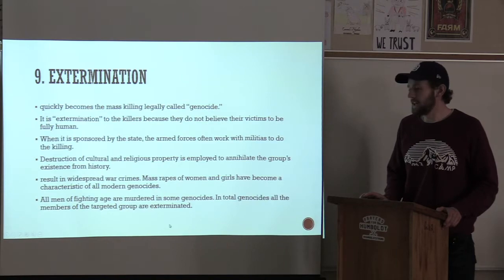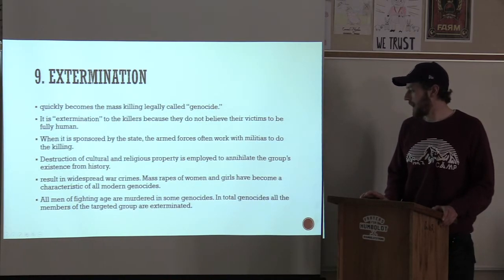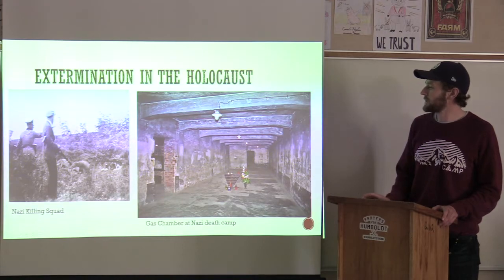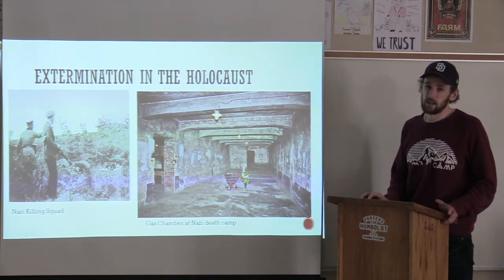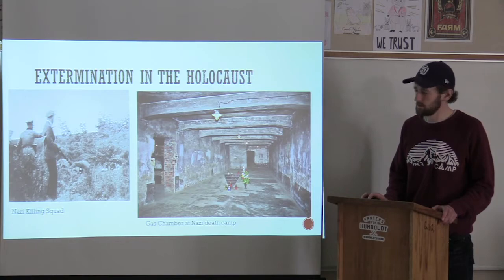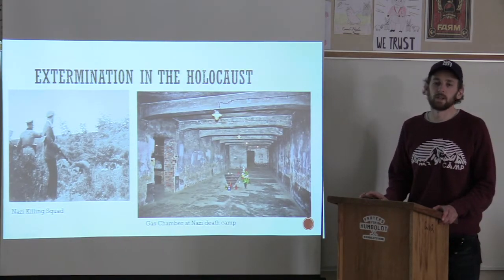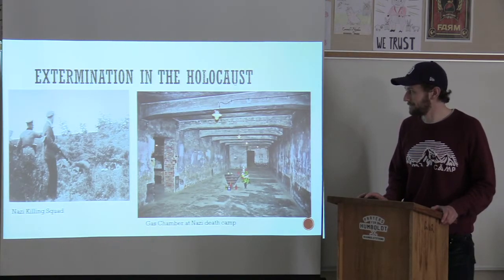All men of fighting age in the minority group are murdered first in order to prevent any fight back. And the genocide will essentially target all members of the group and try to exterminate them. So this is a Nazi killing field out in World War II. And this is back when they were still shooting them to death. Now the reason they stopped shooting people to death in the Holocaust is because the bullets were too expensive. Which is why they moved to the gas chamber, which you can see over here, which was, as bad as it sounds, a more cost-effective means of killing people.